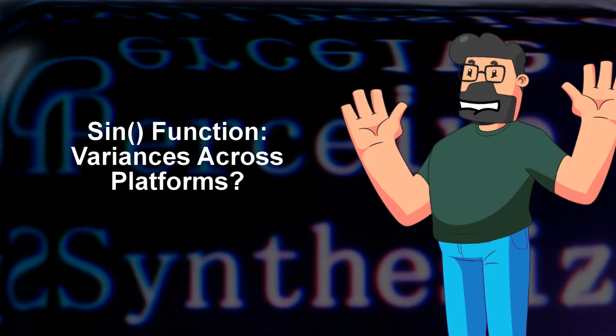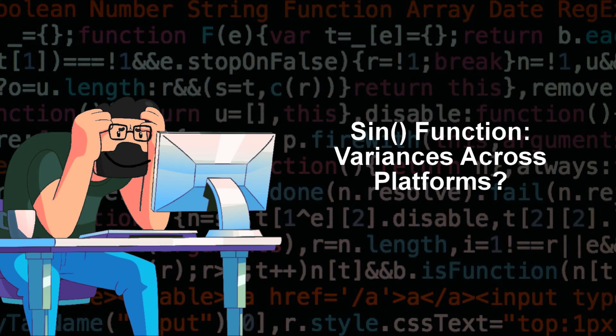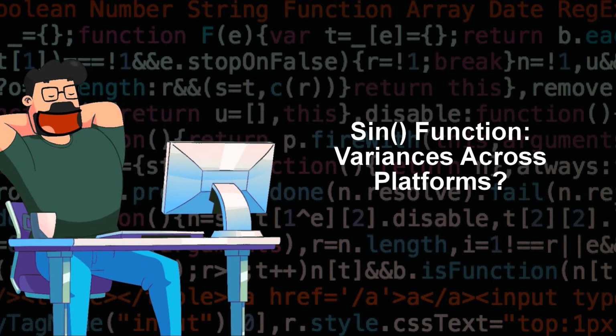Now let's delve into what factors could be causing this variance. Now, let's talk about the solution to our problem. Differences in the output of the sin function are typically due to variations in the implementation of the sin function in the standard C library, also known as libc. The discrepancies you're seeing are likely a result of these different implementations.